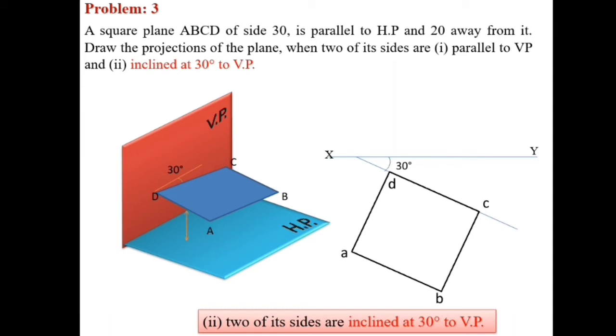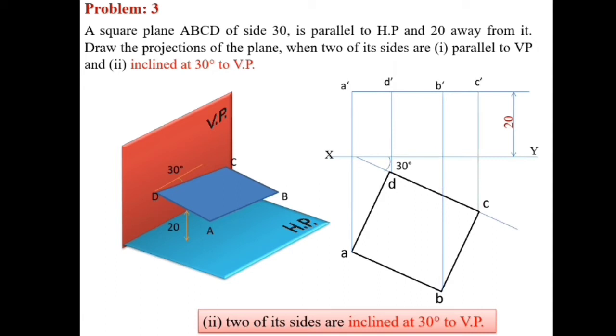And then you know that it is 20 mm above. So you take 20 mm distance above the XY reference line and draw a line. Then you project all the points of this square: from A you get a dash, from D you project d dash, and then b and c. So you get a straight line on this front view.